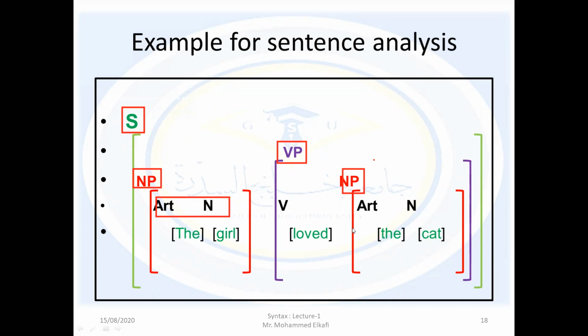So if I ask you a question in this sentence, what is the largest grammatical unit? You should say it is the sentence. What is the smallest grammatical unit? You should say it is a word, which can be an article, noun, verb, or some other thing. So what is larger than word? You can say the phrase. We have noun phrase, and we can say verb phrase is larger than noun phrase. What is the largest? Here you will say the sentence.